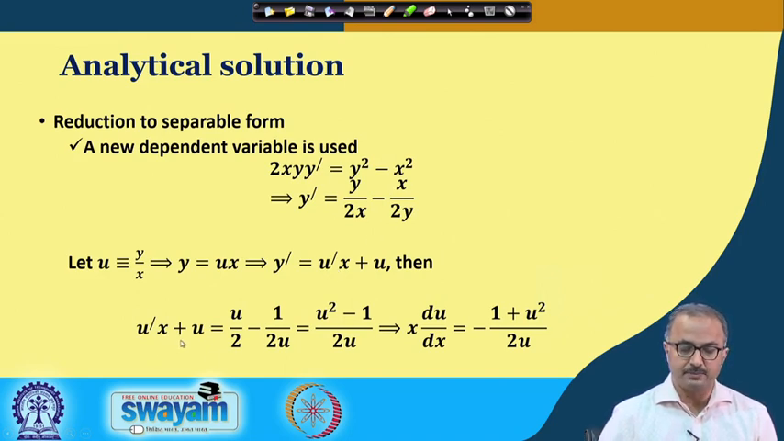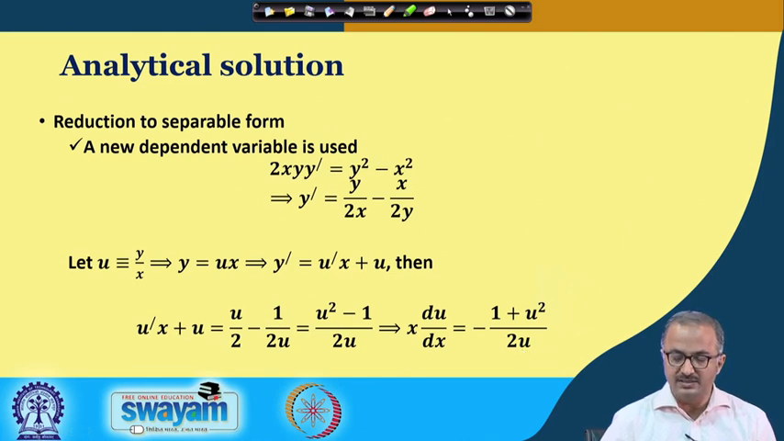So, u prime x plus u is equal to, for y by x we write u and for x by y we write 1 by u. So, we have u by 2 minus 1 by 2u, and then you just do these mathematical manipulations. So, you get x into du by dx equal to minus 1 by u square by 2u. Now, you can see easily that once you have reduced it to this form, you can easily separate out the u and x.